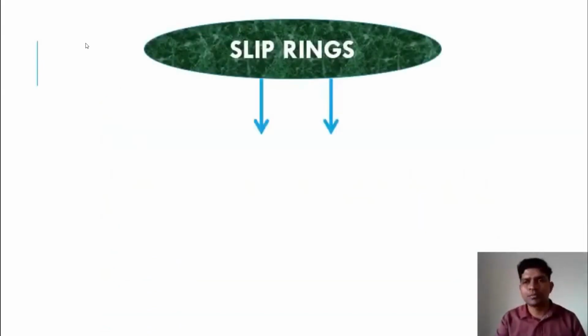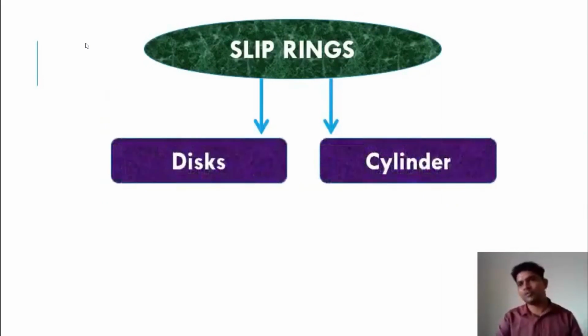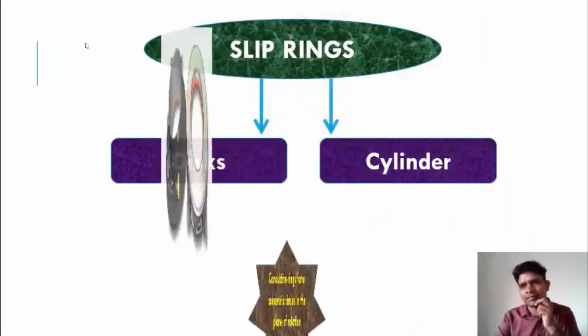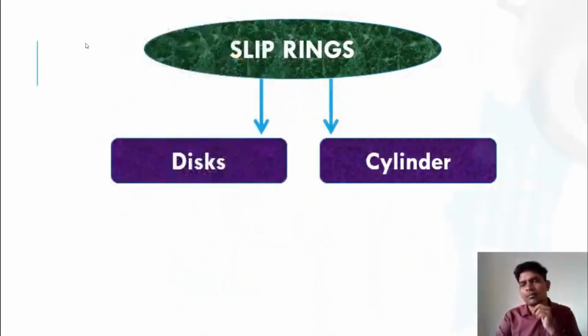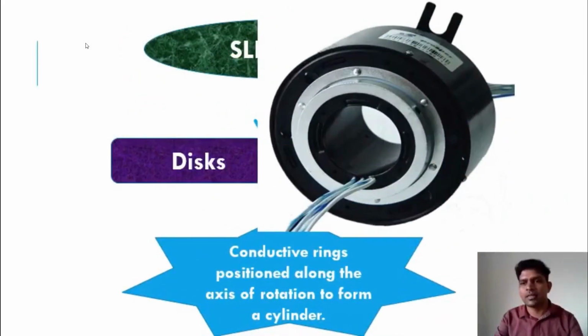So what are the types of slip ring technology? There are two types of slip ring, meaning the type of providing energy to the slip ring. One is a disc type and another one is a cylinder type. That will be briefly explained in a further slide.